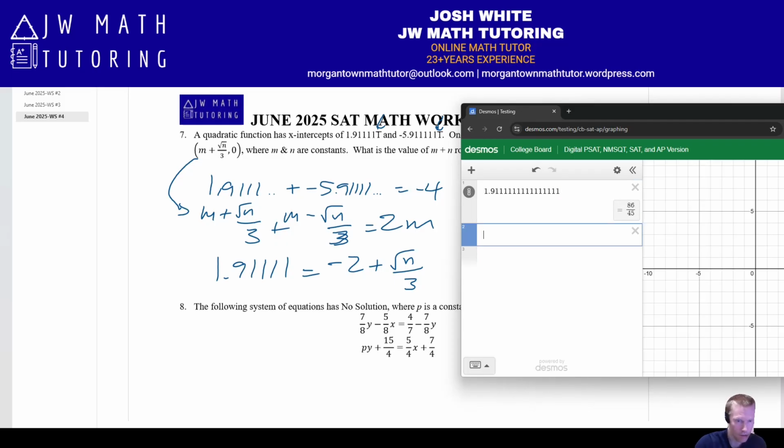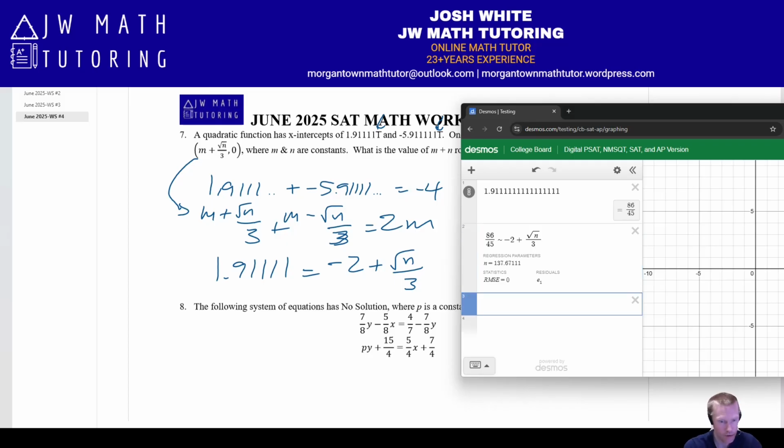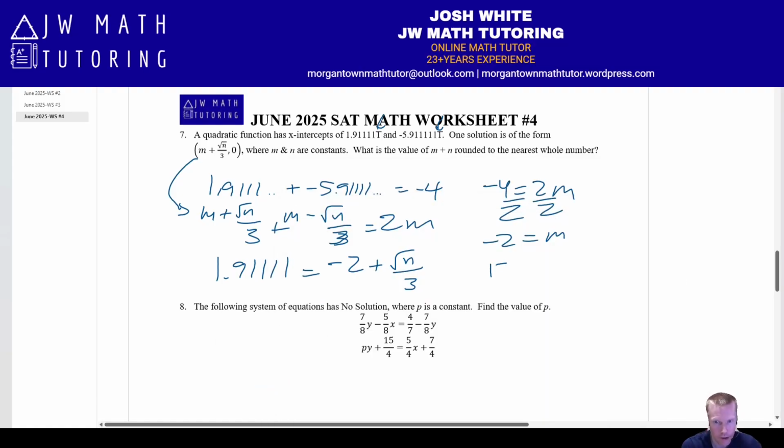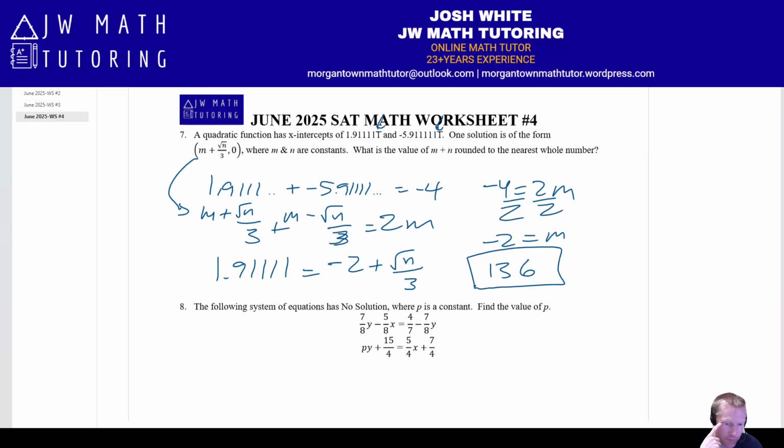86 over 45, negative 2 plus square root n divided by 3. So this is the value you get for n. So now we've got negative 2 plus n, 135.67. I'm not sure exactly how this question would be asked or worded. I just made it such that the value would be rounded to the nearest whole number. So the correct answer for those instructions would be 136 here, because the 6 to the right of the decimal would round the 5 up. So to this version, I get the correct answer as 136.